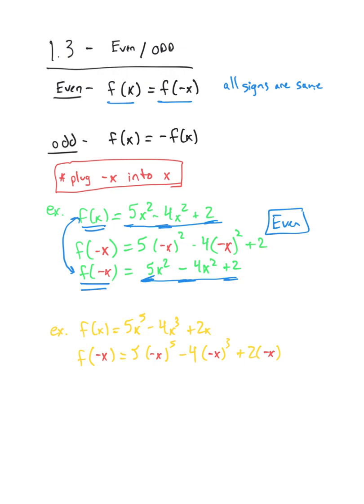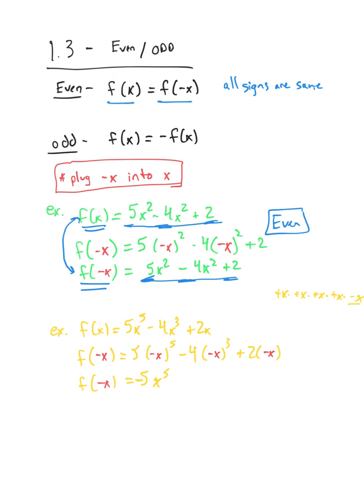All right, now let's see what happens when we work this out. We have 5 times negative x to the 5th. If you're ever unsure, just write it all out: 1, 2, 3, 4, 5. These two become positive, these two make each other positive, and we're left with a negative. So this would be negative x to the 5th.